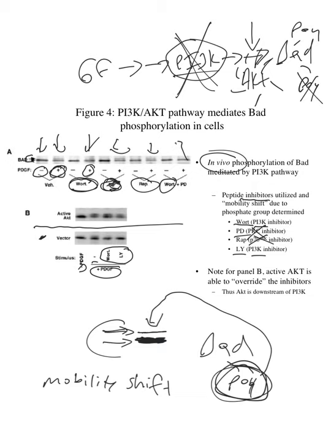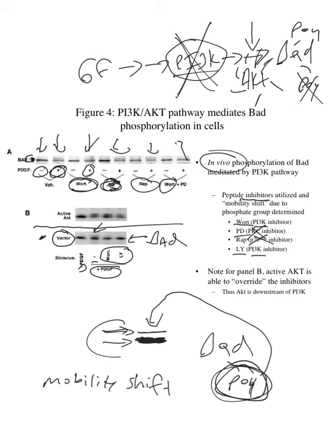And just remember, here, instead of transfecting in an active version of AKT, they're just putting in an empty vector. So no active AKT. And what we're looking at here, the band on the gel, is actually bad. Okay? And I hope you can see that in this lane, there's the mobility shift. So let's take a look.